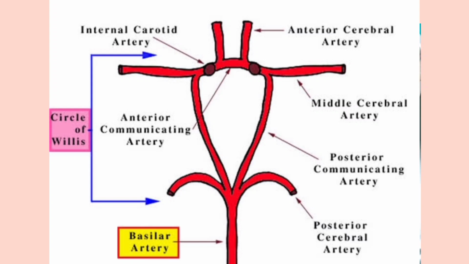The anterior cerebral artery is a branch from the internal carotid artery. So the internal carotid artery here gives off one branch, that is called the anterior cerebral artery here, and one middle cerebral artery which passes along the lateral sulcus. So these two, anterior cerebral and middle cerebral, are the two terminal branches of the internal carotid artery.